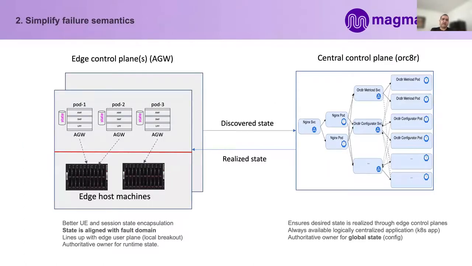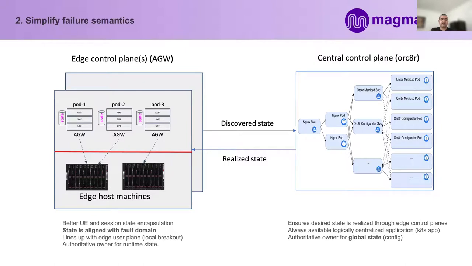So to simplify failure semantics, as I briefly described, we have a two control plane model. There is an edge control plane that encapsulates all edge state. What do we mean by edge state? It is the state associated with the UE that is maintained by the network. This is sort of transient or runtime state that gets generated by the UE signaling and establishing a user plane with the network. There is a central control plane, which runs in a public cloud or in a more centralized location, that is responsible for maintaining the global state. It is the authoritative owner of this global state. This is an always available application. And today in Magma, it is just a pretty standard Kubernetes application.